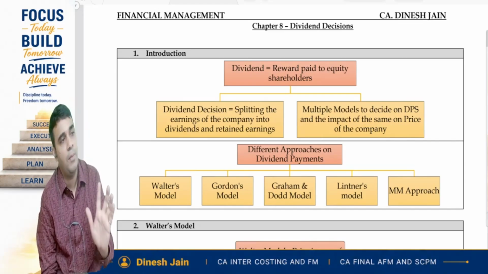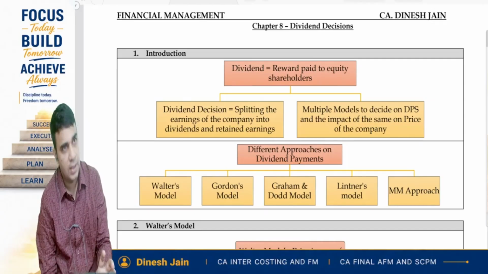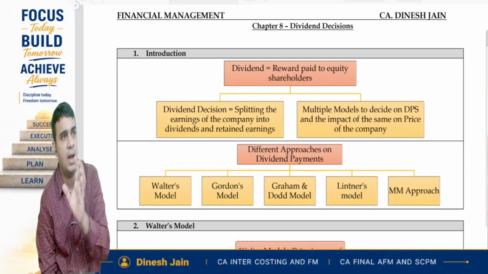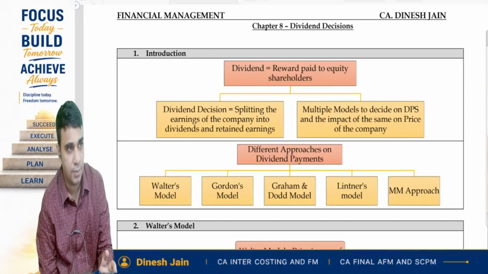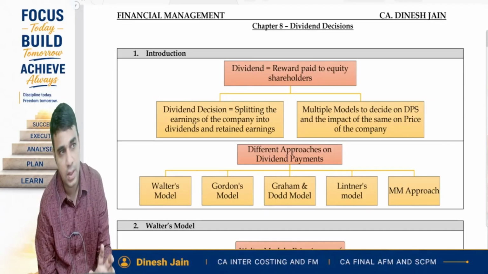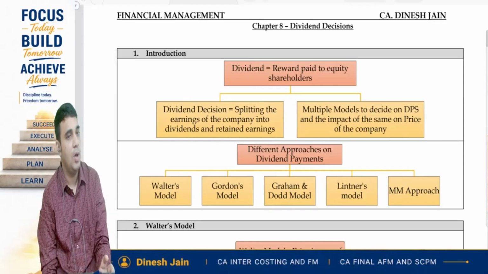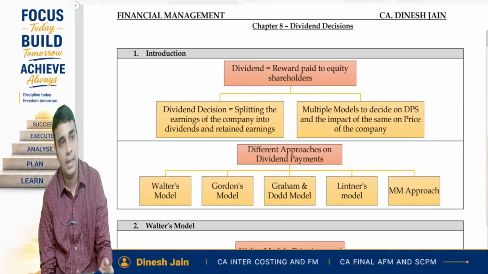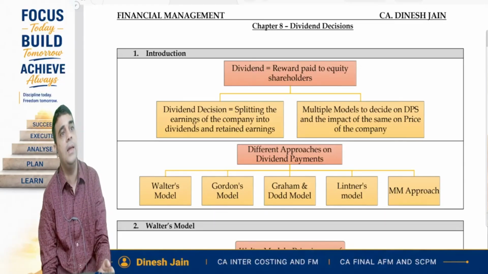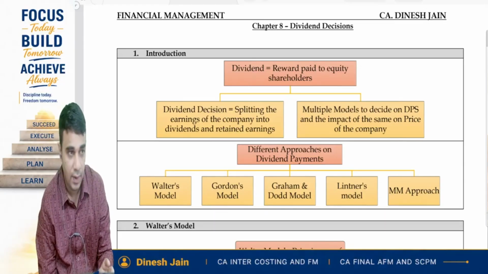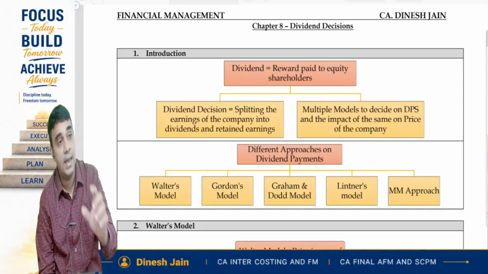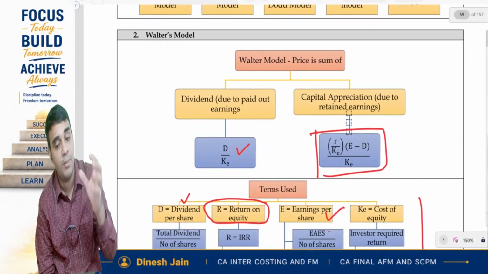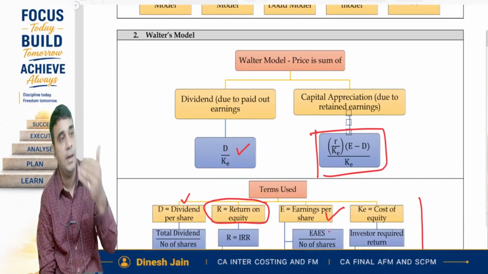We have multiple models which decide how dividend will impact the share price and ultimately the valuation of the company. In that we learned two models, Walter's model and Gordon's model. Walter basically said price is equal to D by KE plus R by KE into (E minus D) divided by KE. D by KE is the amount which is paid. R by KE into (E minus D) is the amount which is retained and paid in future.